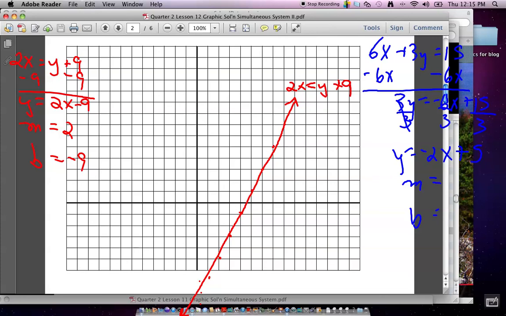Okay, next up. I come out with y equals -2x plus 5. Did you all get that too? Are there any issues with that? You're going to subtract the 6x and then you're going to divide by 3. You see that? Okay? So the slope is -2, the y-intercept's 5. 1, 2, 3, 4, 5, down 2 over 1.